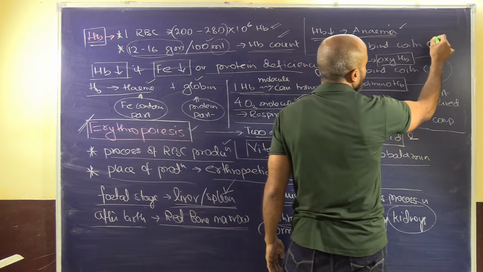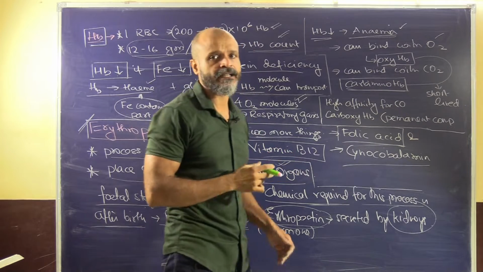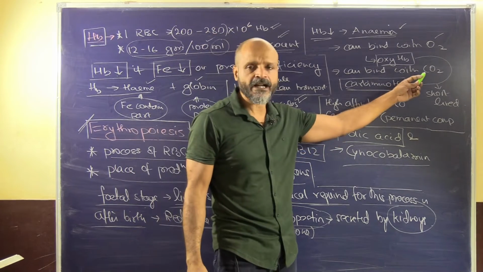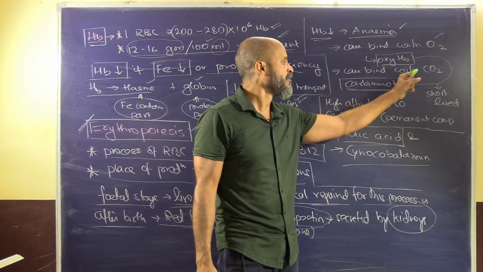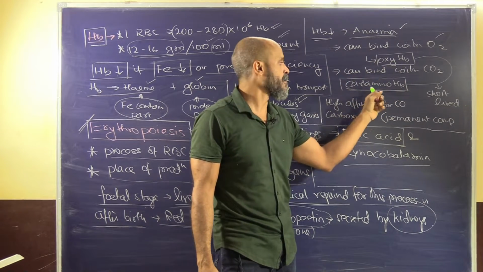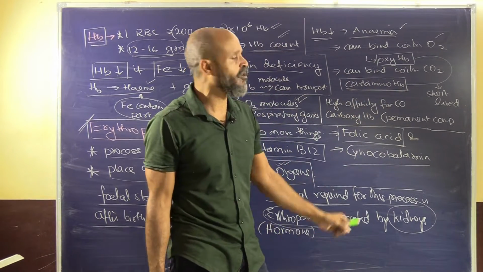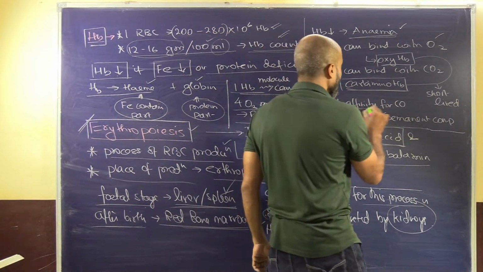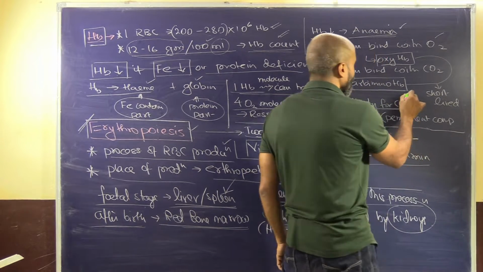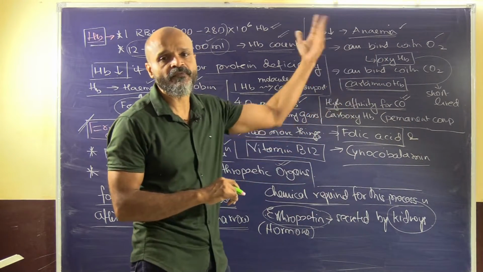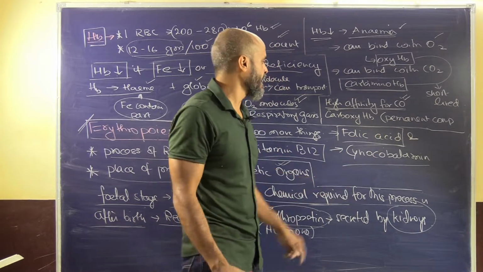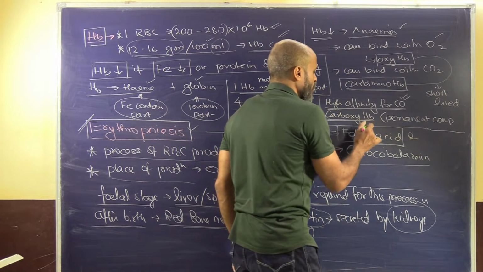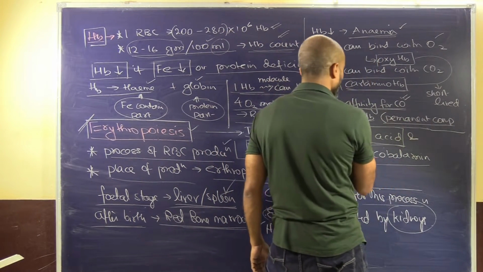The affinity for oxygen is of course much higher, and a little amount of it binds with carbon dioxide as well. When it binds with oxygen, it is known as oxyhemoglobin. When it binds with carbon dioxide, the compound formed is known as carbaminohemoglobin. It has a very, very high affinity for carbon monoxide, almost 250 times more than the affinity that it has for oxygen, and hence with carbon monoxide it forms carboxyhemoglobin.